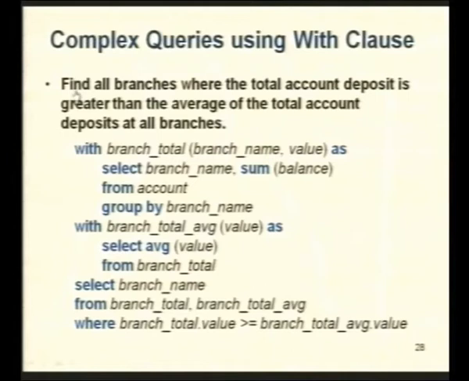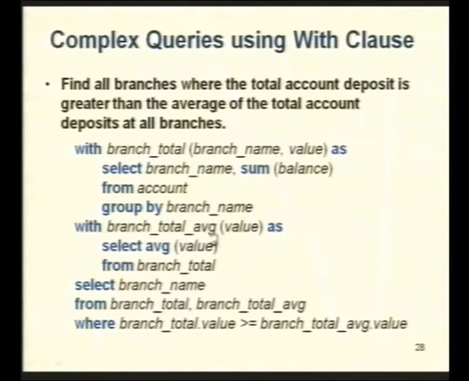Let us take an example. Find all branches where the total account deposit is greater than the average of the total account deposits at all branches. So, what are you doing here? With branch total, the with tells us that I am creating a view, branch total, with branch name and value as attributes, as this is the query. So, select branch name, sum balance from account, group by branch name. Now, what are we getting here? We are getting the balance amount of all the branches.